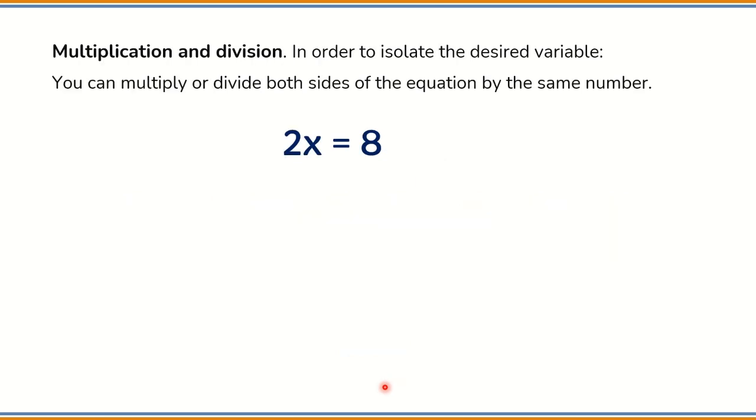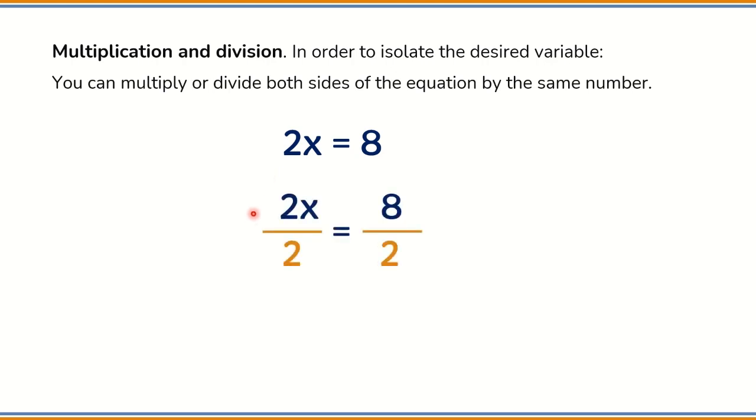Multiplication and division. This is another technique that is going to help us to isolate a variable. You can multiply or divide both sides of the equation by the same number. We are going to continue with the previous example. 2x equals 8. We need to leave x on its own on one part of the equation. To do this, we need to get rid of this 2.